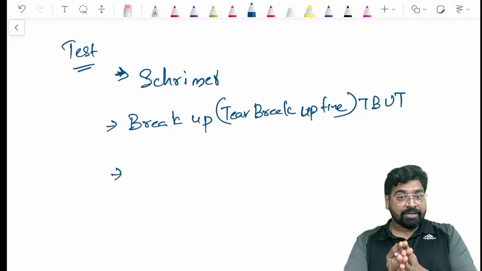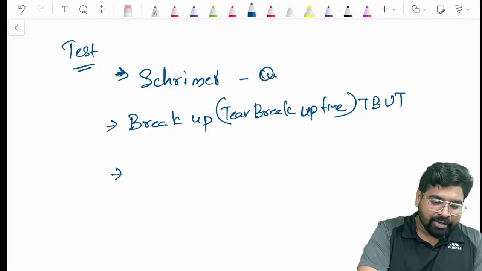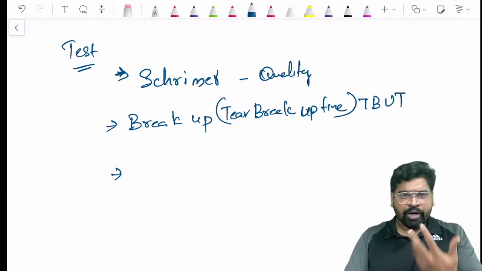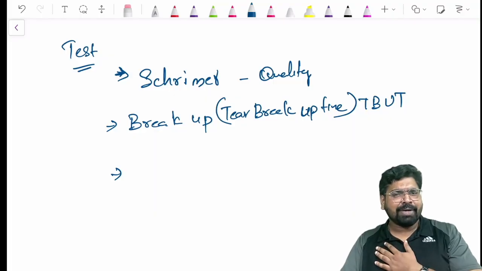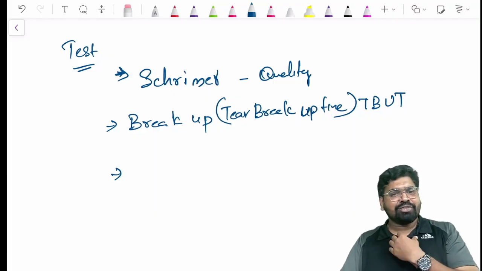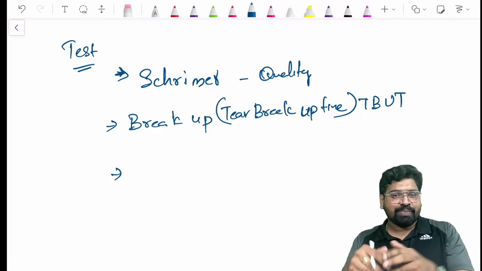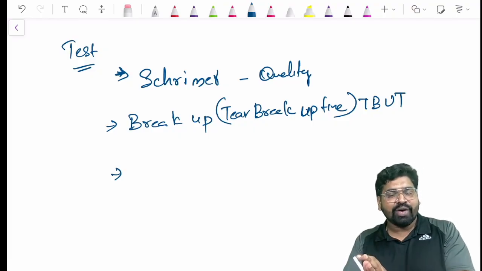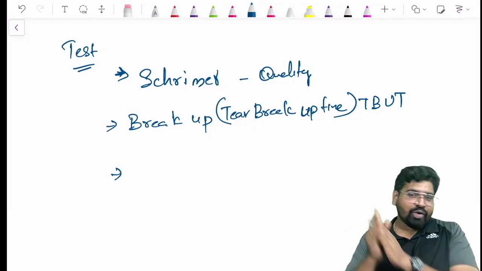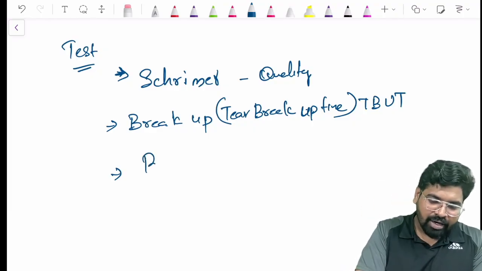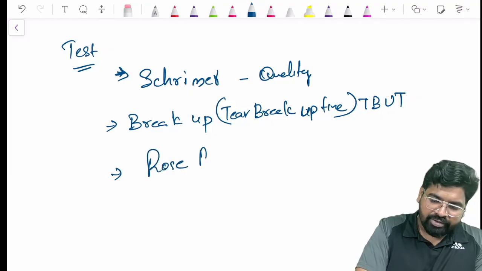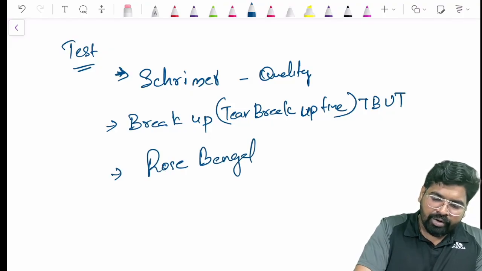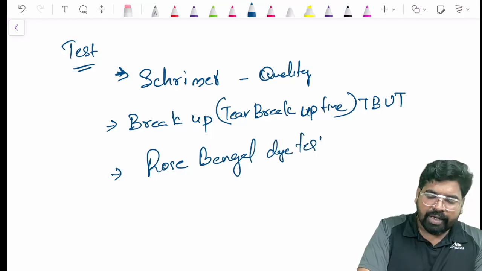Now, Schirmer is a good quality person, as I told you. We boys cannot take much pain in the heart; we are soft-hearted people. So to make his girlfriend Sjogren happy, Schirmer is bringing a rose from Bengal. That is the Rose Bengal dye test.